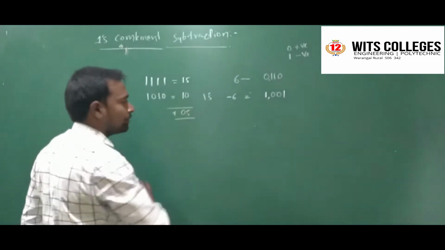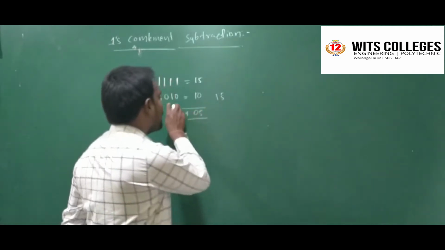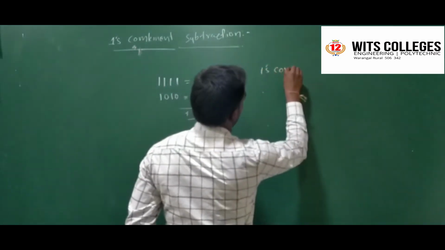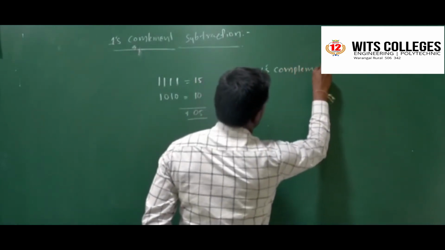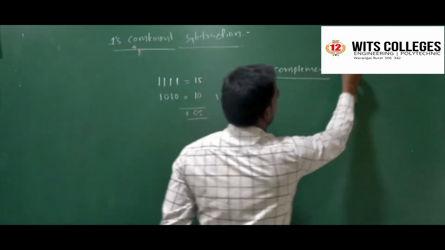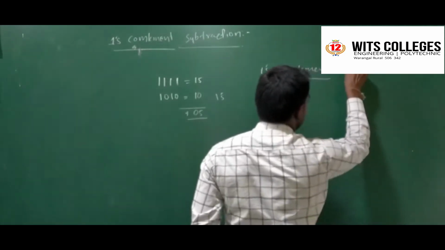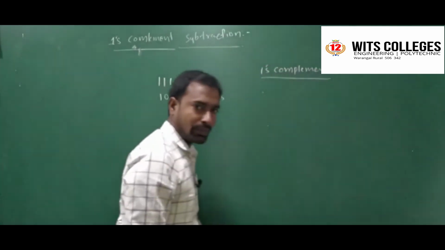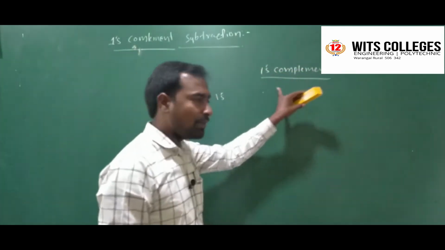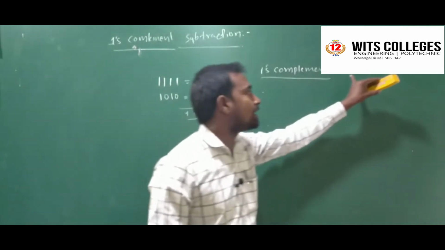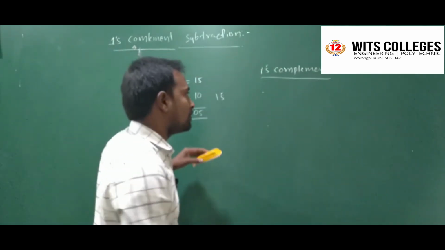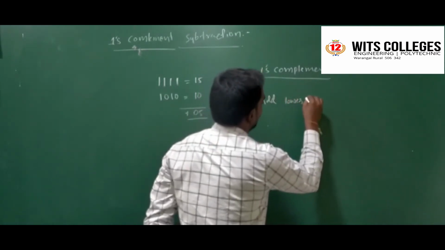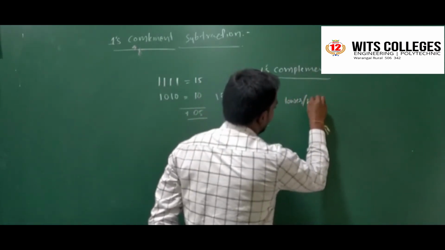First we have to perform the ones complement of the lower value, that is 1010. So 1010 is replaced with 0101. After performing the ones complement of the lower value, we have to add this to the higher value. Add the lower value with the higher value.